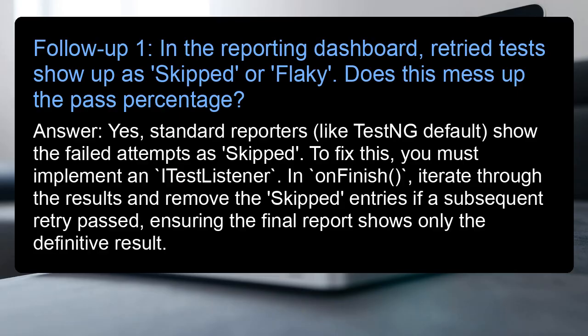Follow-up 1. In the reporting dashboard, retried tests show up as skipped or flaky. Does this mess up the pass percentage? Answer: yes. Standard reporters, like TestNG default, show the failed attempts as skipped. To fix this, you must implement an ITestListener. In onFinish(), iterate through the results and remove the skipped entries if a subsequent retry passed, ensuring the final report shows only the definitive result.